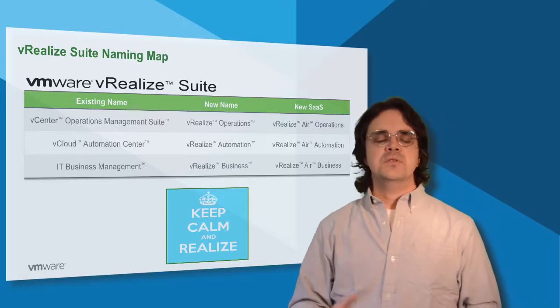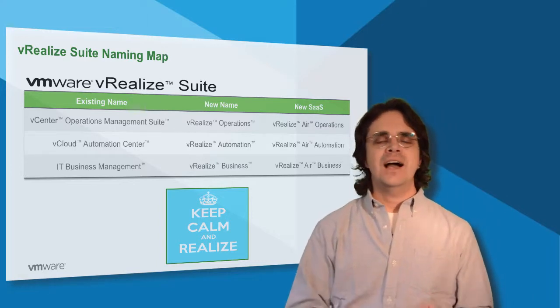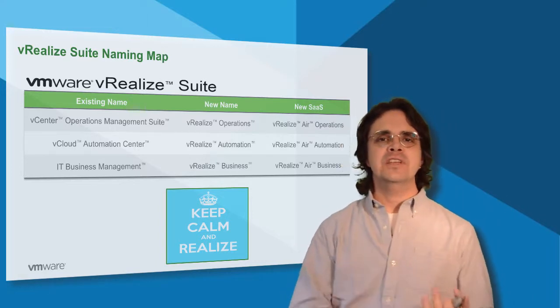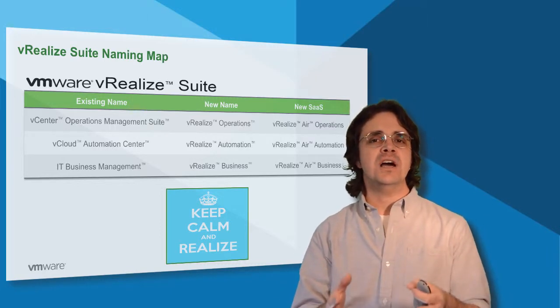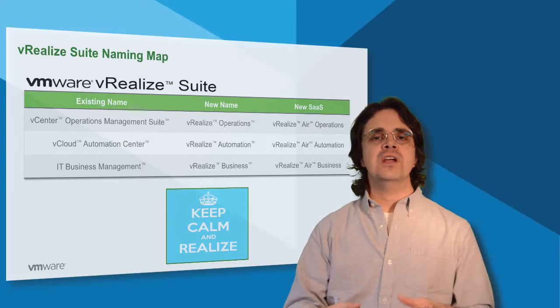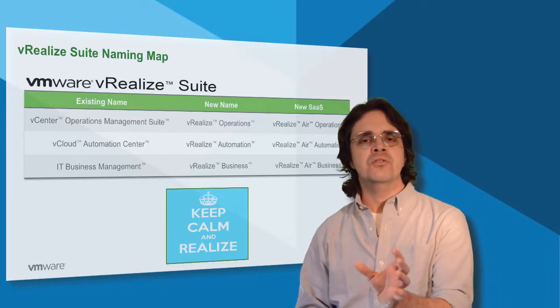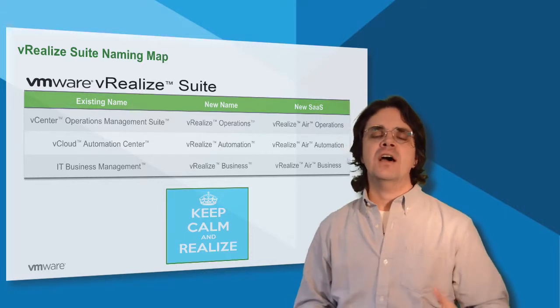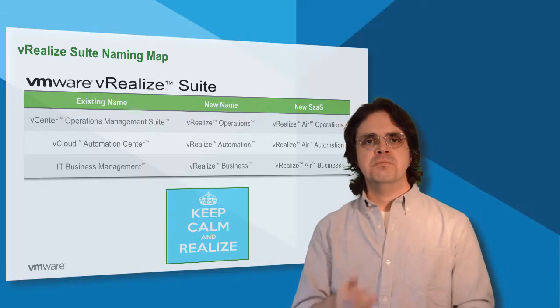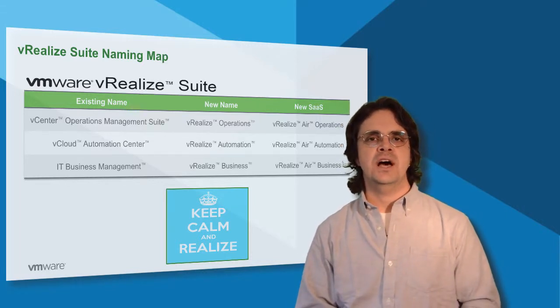Previously we had vCenter Operations, Cloud Automation, ITBM, vCloud Director. There were so many different naming conventions being applied, and although they were all great and they all made sense alone, they didn't necessarily always make sense together. So now inside of vRealize we're seeing a much more cohesive vision being applied.